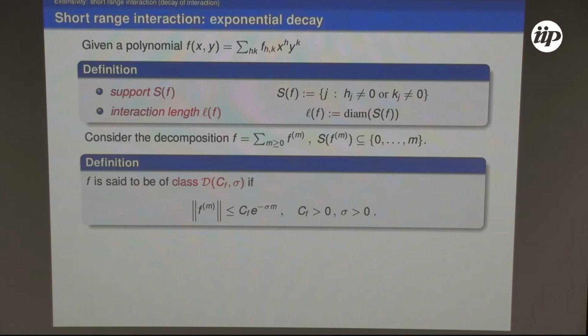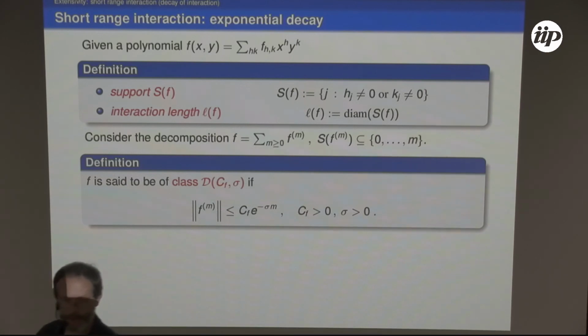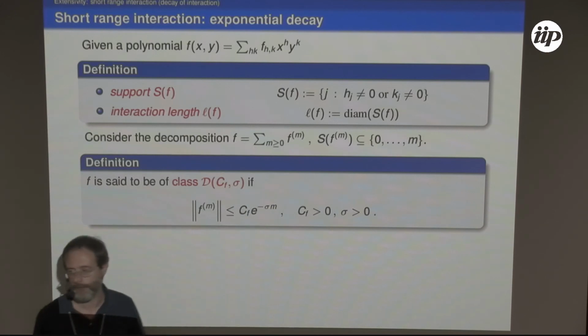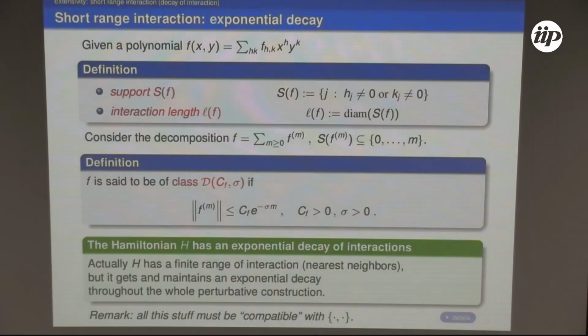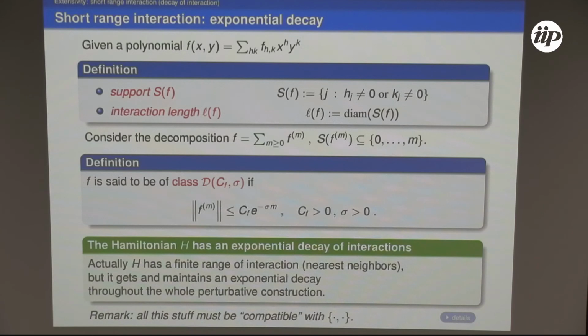Oh, the battery is running out of life. So you can decompose in this way, ordering by the support of the components. And then if you have this exponential decay with this factor sigma, you say that your function is in this class. And of course, our Hamiltonian has this exponential decay of interaction. Actually, it is a finite range, but it gets and maintains an exponential decay throughout the whole perturbative construction.